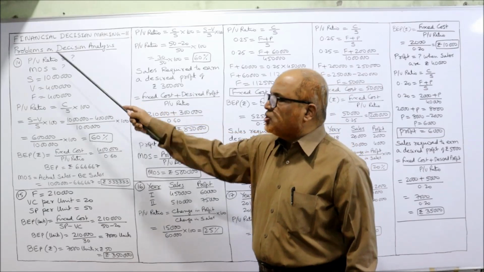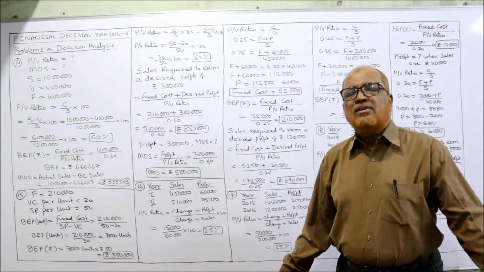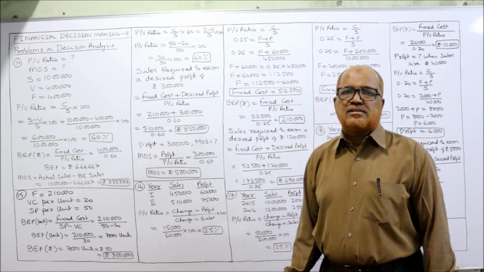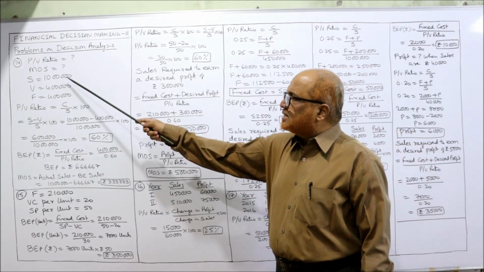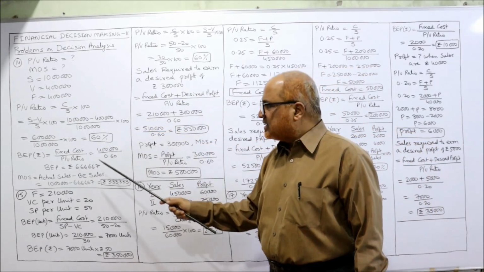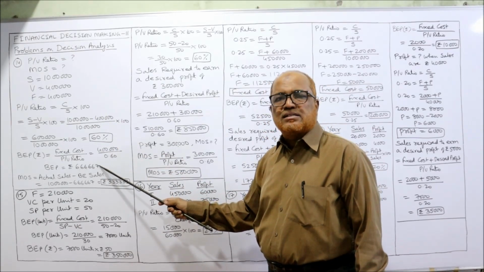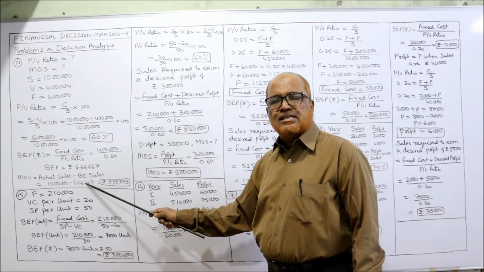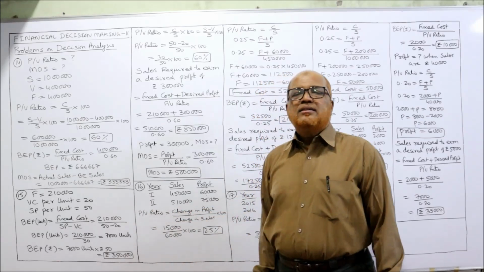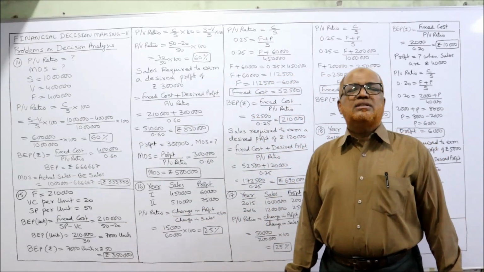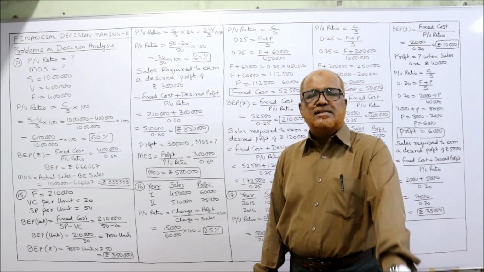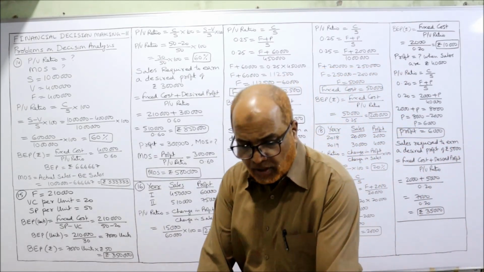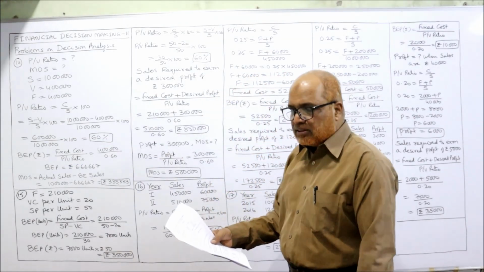It is asking you the margin of safety. You know the margin of safety formula is actual sales minus break-even sales. So what is actual sales? 10 lakhs. And break-even sales, 6,66,667. So 10 lakh minus 6,66,667, you will get 3,33,333. This is the margin of safety. That's all. So the 14th one is completed.